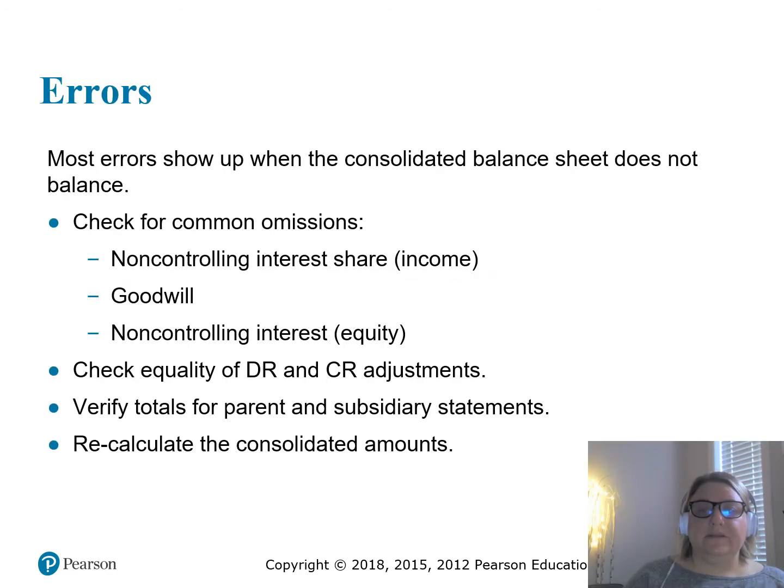Okay, so let's say we run into some problems. We run into some errors on the consolidated balance sheet. We're not getting it to balance. So here are some of the issues. We check for omissions, the non-controlling interest share, its income, goodwill, the equity for non-controlling interest. Make sure that all debits and credits line up. Verify your totals and recalculate the consolidated amounts, making sure that you don't list anything in the consolidated line that's not supposed to be there.